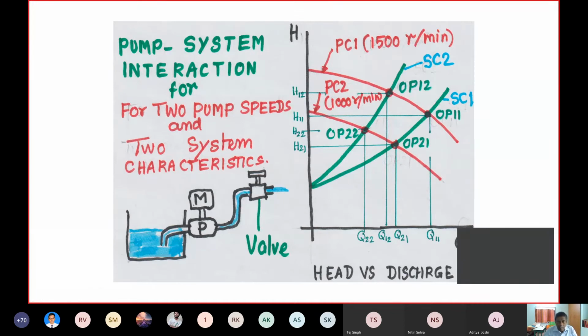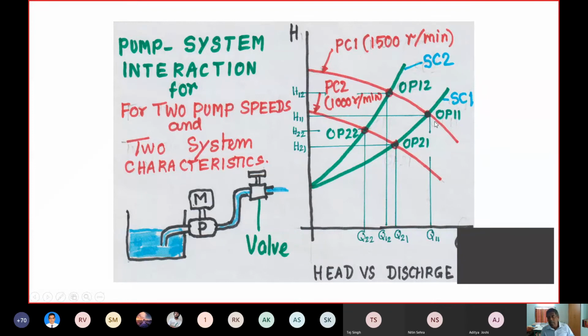Now, pump system interaction for two pump speeds and two system characteristics. The two pump speeds are 1500 RPM and 1000 RPM. The two system characteristics are SE1 and SE2. The valve is indicated. You find that there is a static lift. That is why the system characteristics start from a particular height.